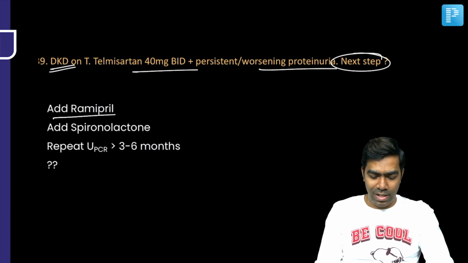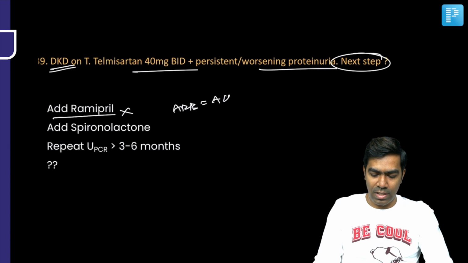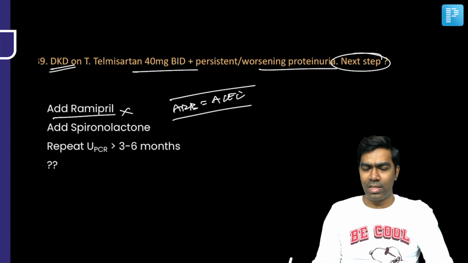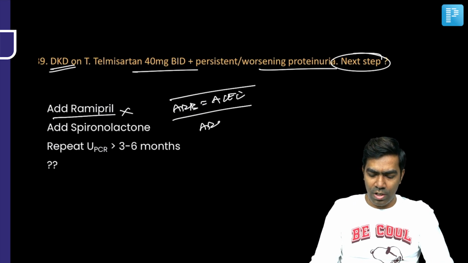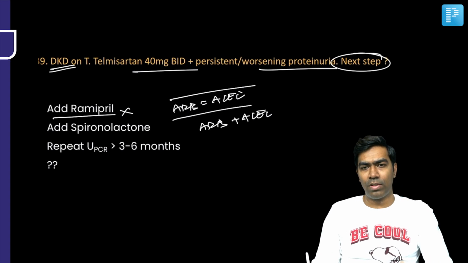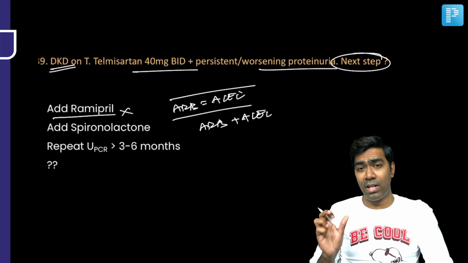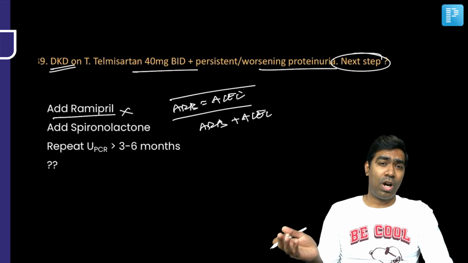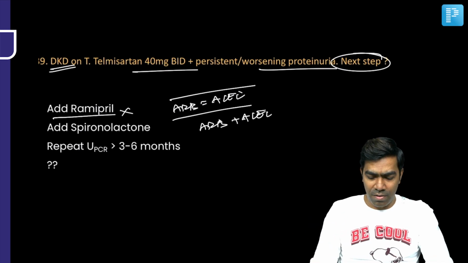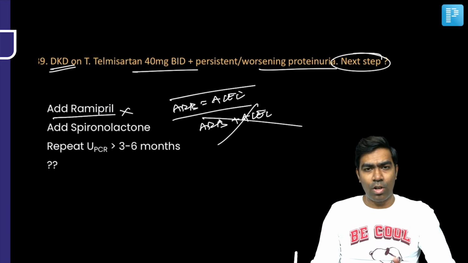I don't think that's a sensible choice because ARBs are equally efficacious as that of ACE inhibitors, even though textbooks say first choice is ACE, but both are equally efficacious and both of these drugs should never be added together. Okay, they're only going to increase the risk of side effects without providing much benefit. Maybe in the setting of IgA nephropathy, some trials have been done where they used combinations of ARBs and ACE inhibitors, but apart from that, it's a common rule that you're never going to add ACE inhibitors and ARBs together. So adding ramipril is out of the question.